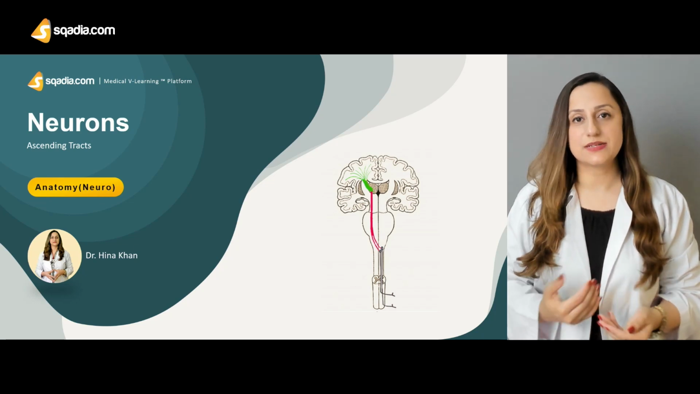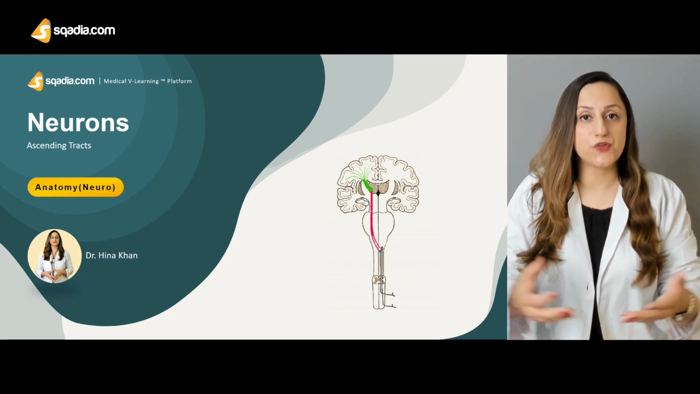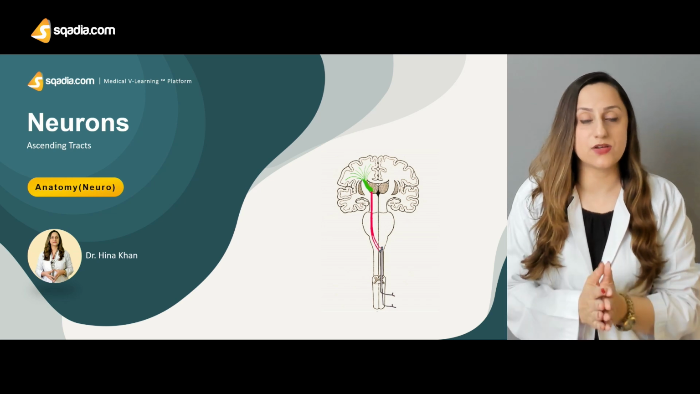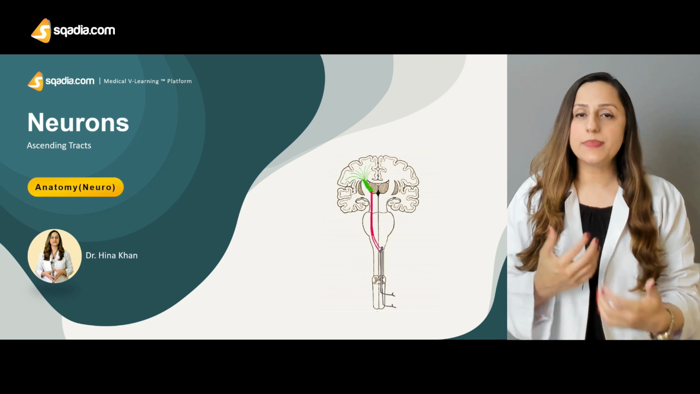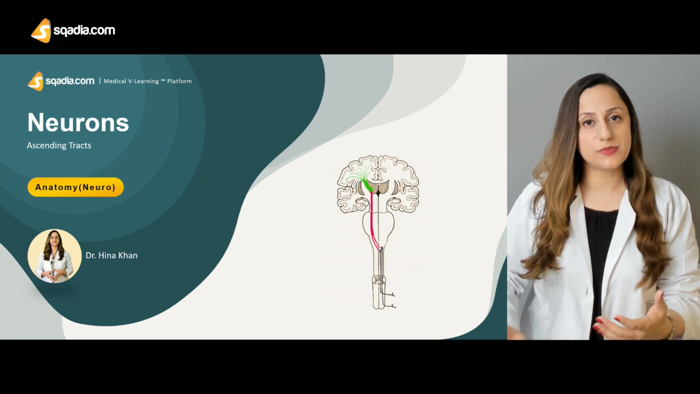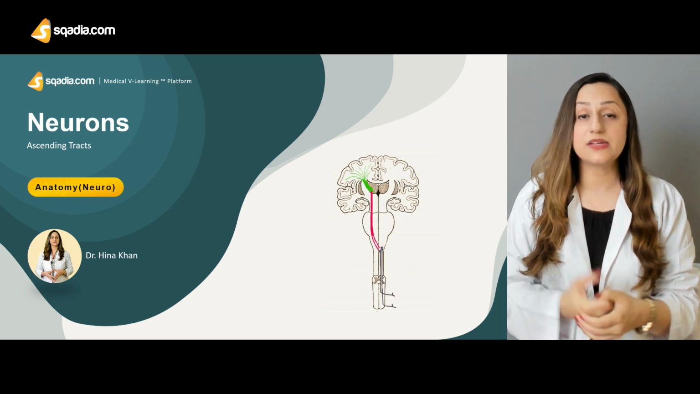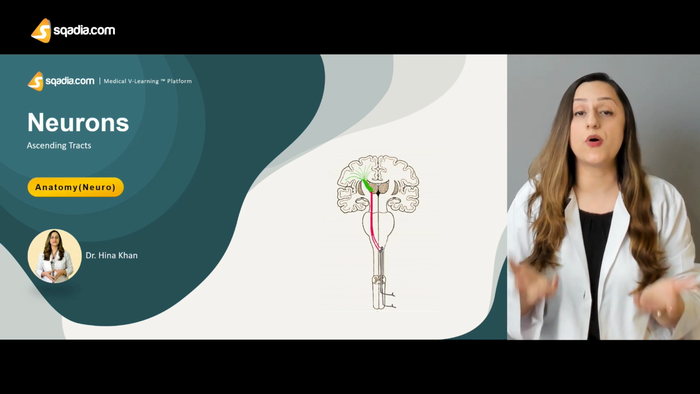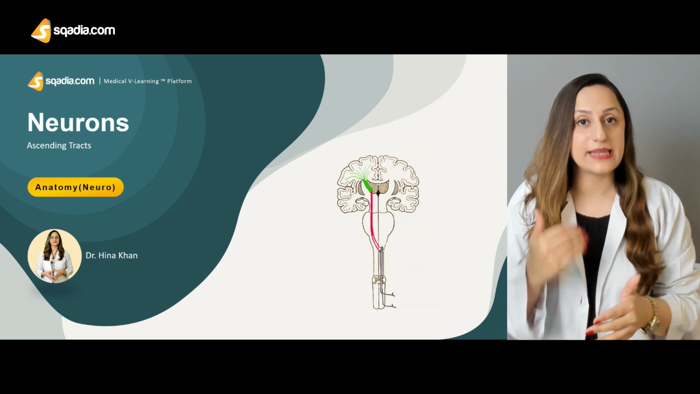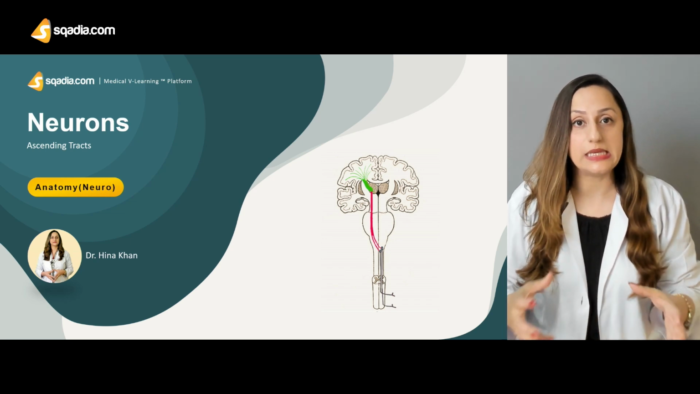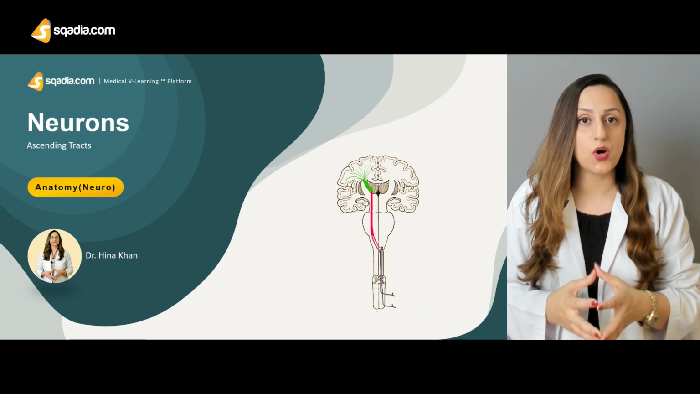The ascending tracts are basically carrying the information from the periphery towards the final centers in the brain, in the cerebral cortex, for instance. So basically, how is the information being carried? It is not the job of a single neuron. We have different neurons at different levels that are being incorporated in the central nervous system, in the spinal cord.